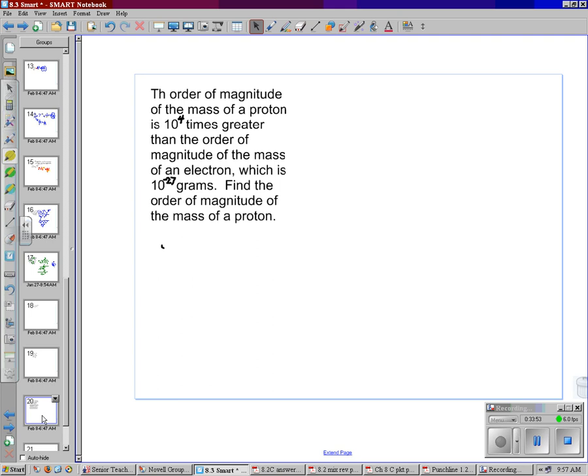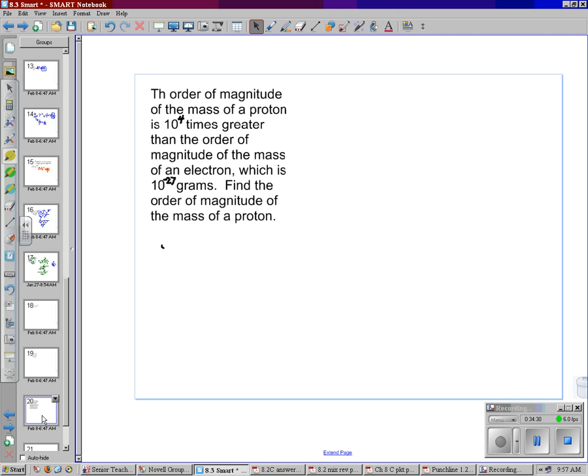The order of magnitude, please. The order of magnitude of the mass of a proton is 10 to the 4th times greater than the order of magnitude of the mass of an electron, which happens to be 10 to the -27 grams. Find the order of magnitude of the mass of a proton.